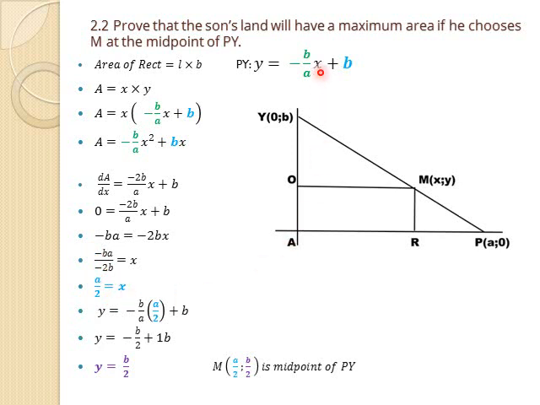Take X and substitute it back into the equation of Y. Y equals minus B over A times A over 2 plus B. A and A cancel. Now I have minus B over 2 plus 1B, 1 minus half will give me B over 2. Right? So we should see now, if I found the midpoint of PY, it will be simply A plus 0 divided by 2, which gives me A over 2, and B plus 0 divided by 2, which gives me B over 2. Therefore, we can confirm for maximum area, M (A over 2, B over 2) is the midpoint of PY.